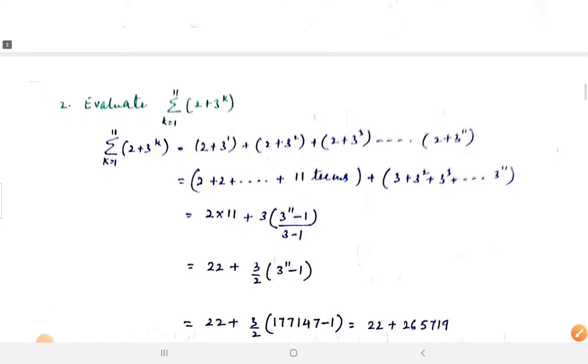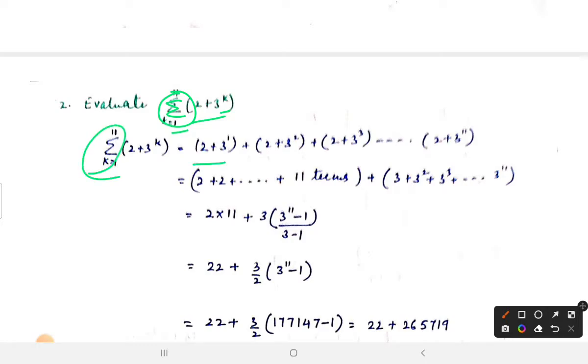Next, evaluate this: the summation of 2 plus 3 to the power 3k, k from 1 to 11, and this is the symbol for summation. That is, from k equals 1 to 11, what sign do we put in between? Addition. This stands for summation of this. So the first term when k is equal to 1 is 2 plus 3 to the power 1, in between plus, then the next term we write for k equal to 2, it is 2 plus 3 to the power 2. The next term for k equal to 3, it is 2 plus 3 to the power 3, and another term is 2 plus 3 to the power 11, the 11th term.